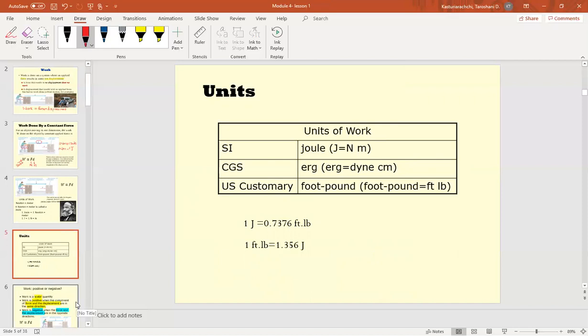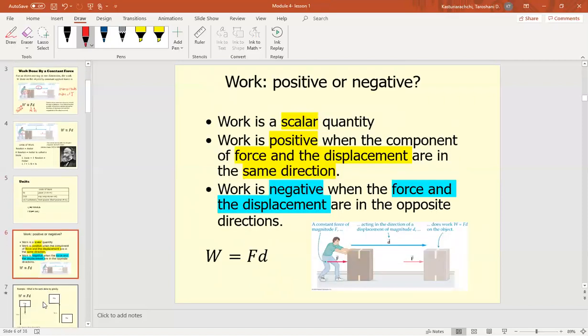So now I need to give some... Okay, this we talk about, right? Work is a scalar quantity. Can work be positive or negative? Work can be positive, work can be 0, work can be negative. And work is positive when the force and the displacement are in the same direction. In other words, force is a vector; when force and the displacement are in the same direction, you are doing a positive work.